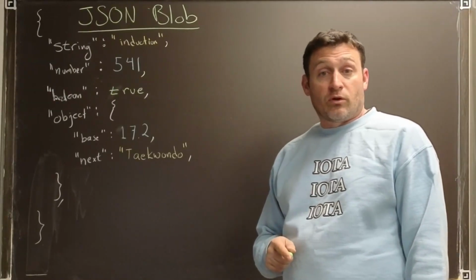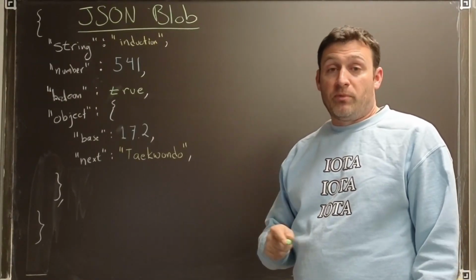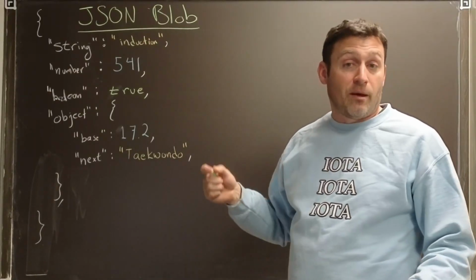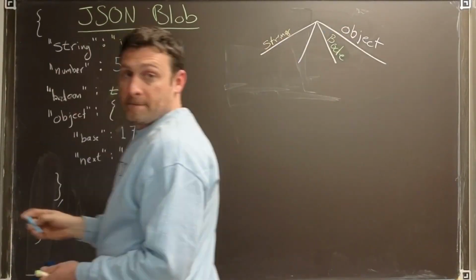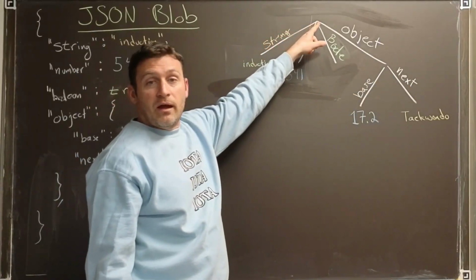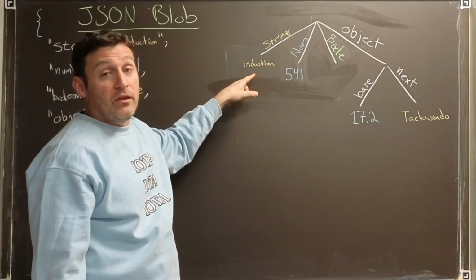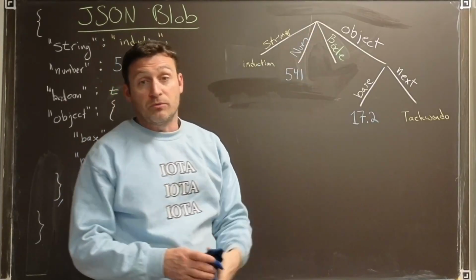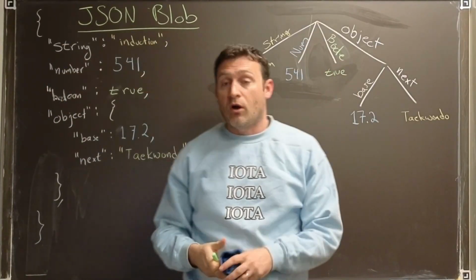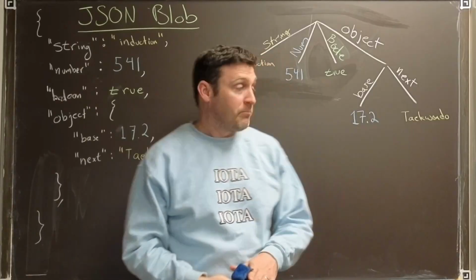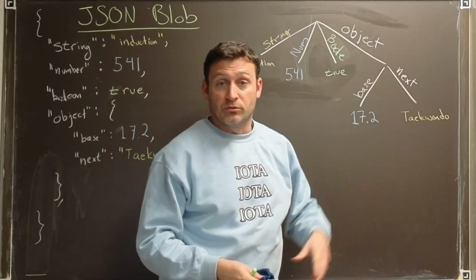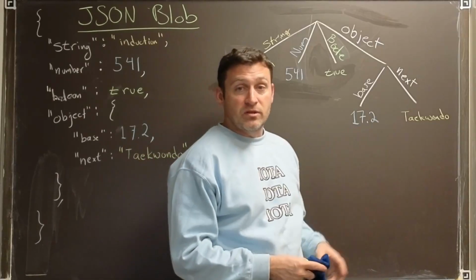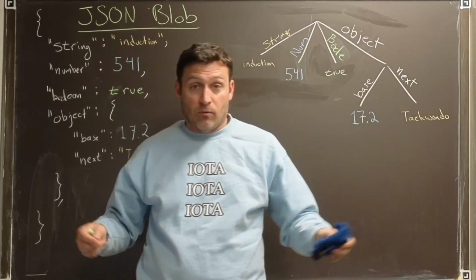You might think of drawing this with a graph such as a tree, with the top node being the entire blob and its leaves being all the individual pieces we see here. That might look like this. If I look here, I have one branch for our string, the induction word, one branch for our number 541, our Boolean we should put true, and then for our object, we've simply branched again into now two new types of branches, one called base, one called next. The base here had 17.2, and the next had Taekwondo.